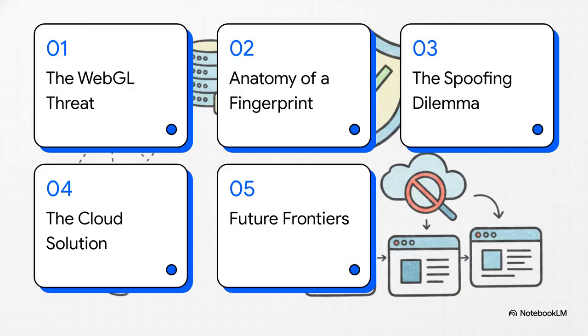To break this all down, here is our roadmap for today. 1. The WebGL threat. 2. Anatomy of a fingerprint. 3. The spoofing dilemma. 4. The cloud solution. And finally, 5. Future frontiers. Let's get right into it.